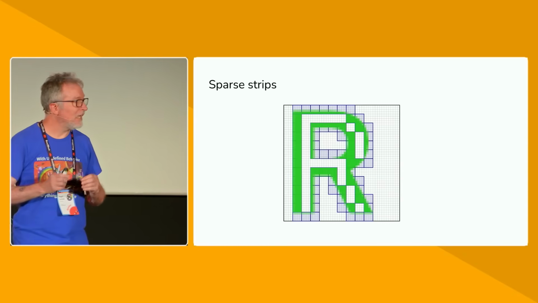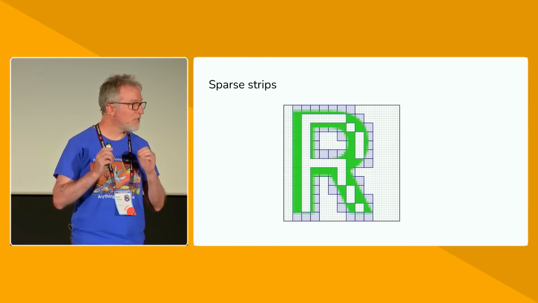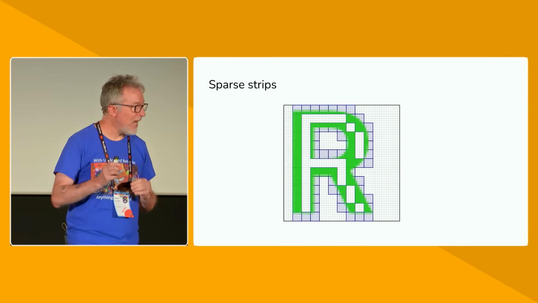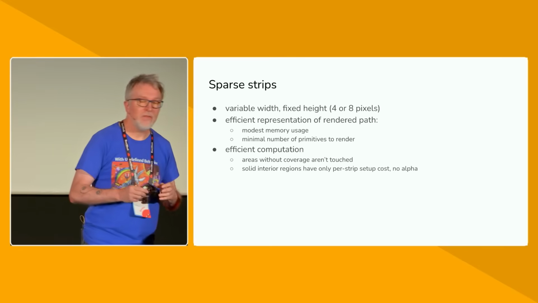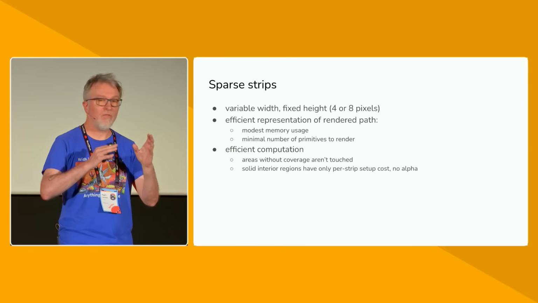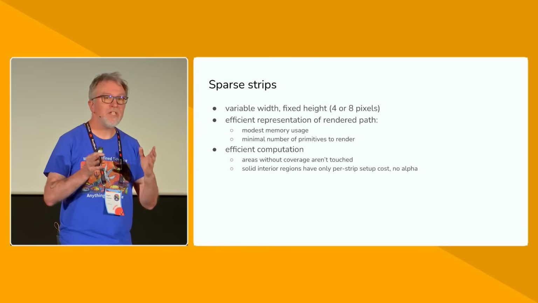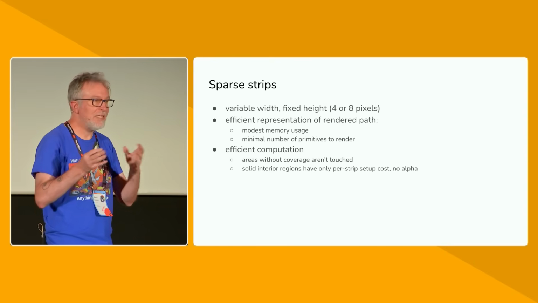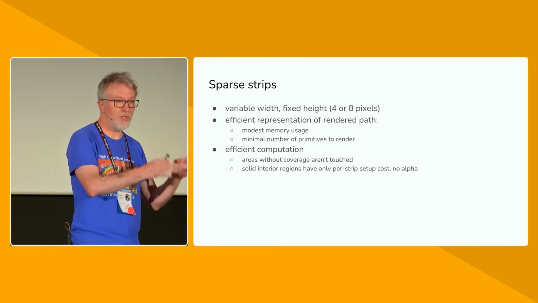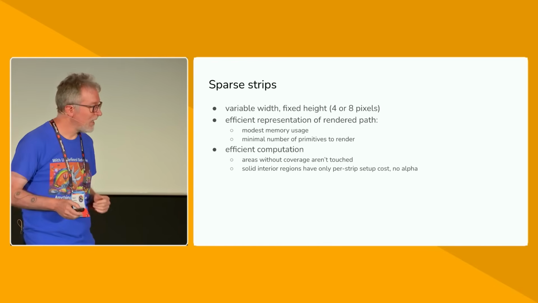The key technological advance is this idea called sparse strips. Sparse strips is both a representation of the rendered path that you get, and also the algorithm for rendering that path. A sparse strip is geometry that has fixed height. We're experimenting with both 4 or 8 pixels for the height, and then the width is variable. So it's an efficient representation of the rendered path. It takes fairly minimal memory usage and also a fairly small number of primitives to render, because when you bring this to the GPU, there's a cost per primitive, and it's efficient to calculate.